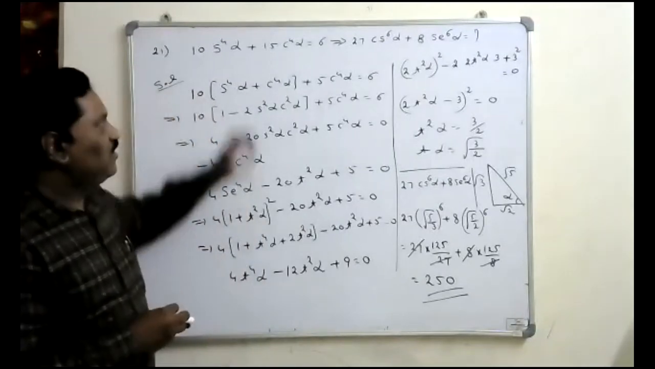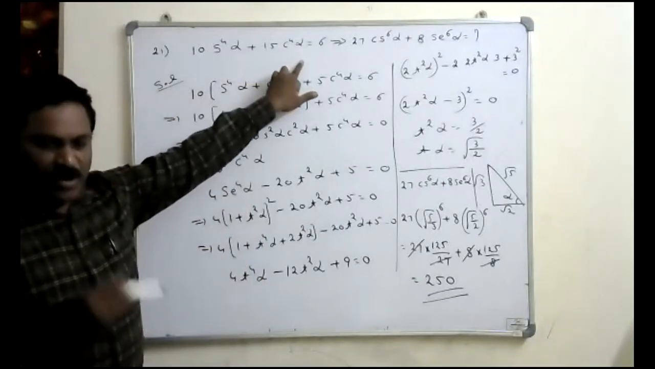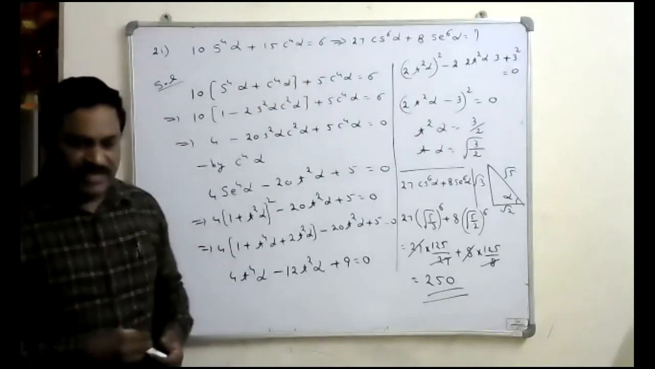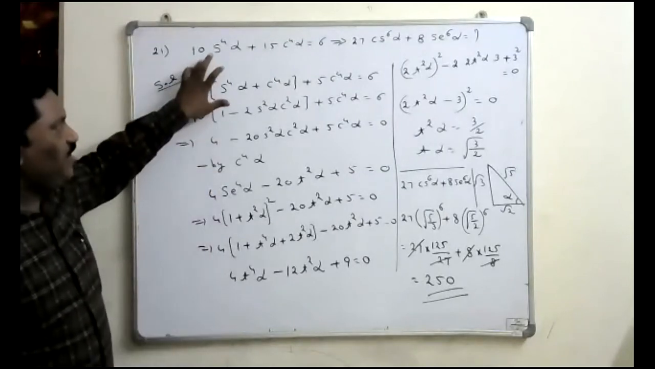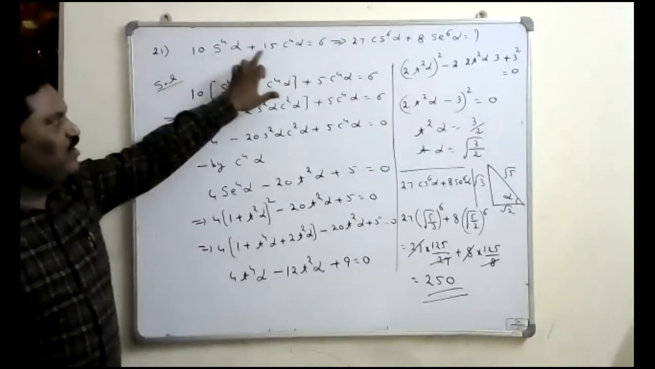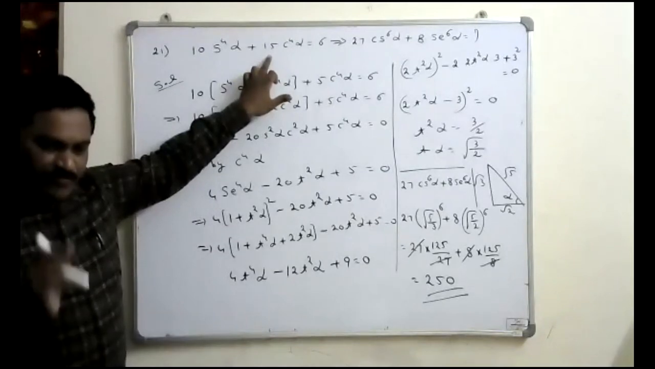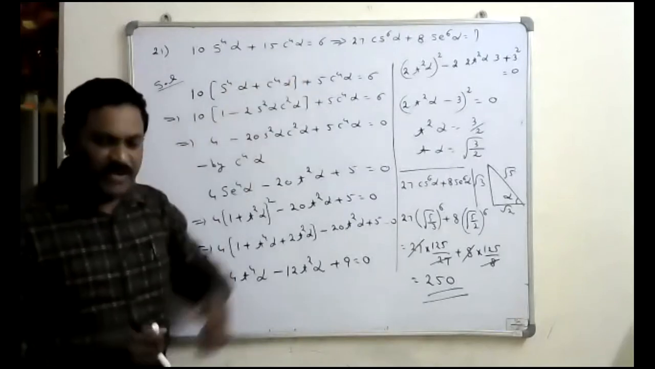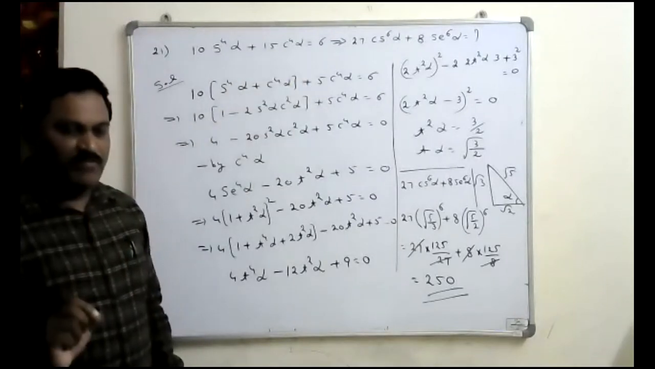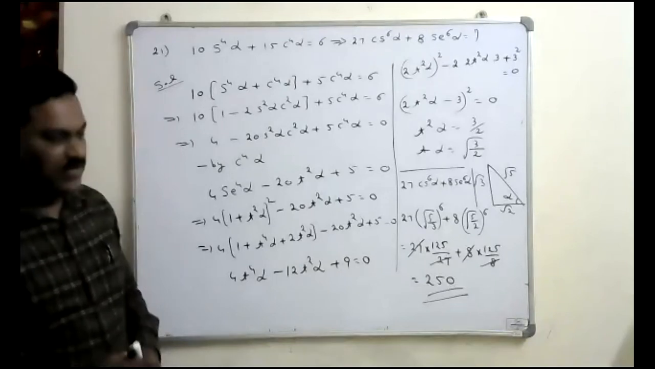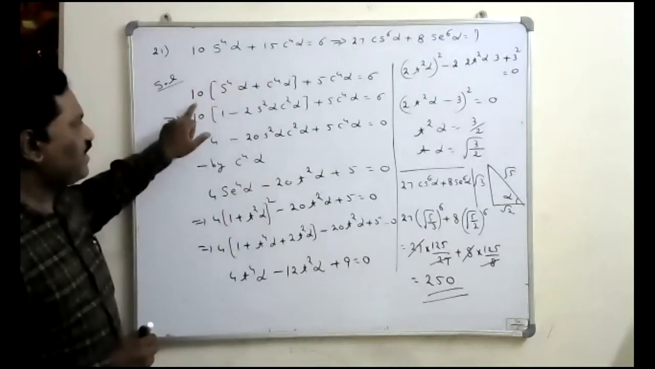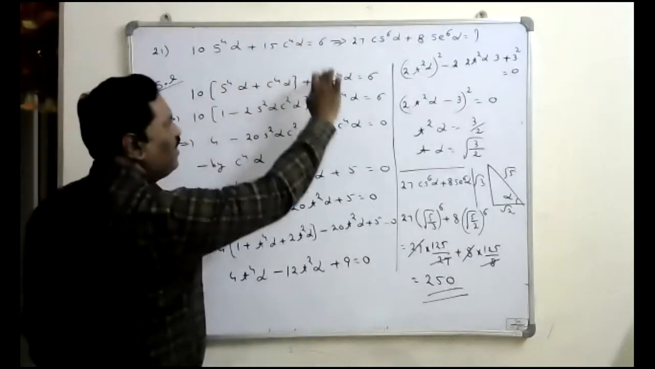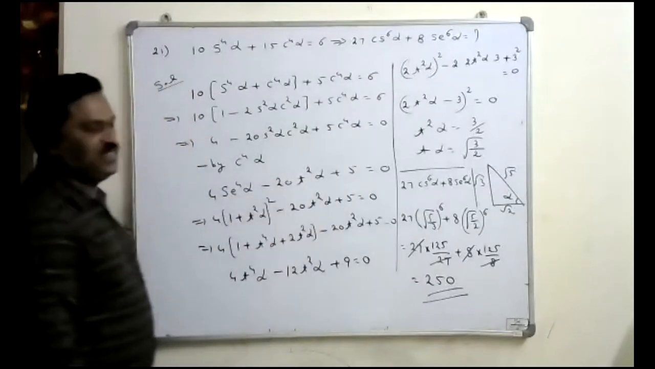Now the question is, from this equation, how do you find any one trigonometric ratio? For that we have to think in different ways, for which I got this idea. 10 sine power 4 alpha, there is a 15. 15 means we can write 10 plus 5. So this 15 cos power 4 alpha I can write as 10 cos power 4 alpha plus 5 cos power 4 alpha. Here 10 is there, here also 10 is there, I can take the 10 common. The remaining is sine power 4 alpha plus cos power 4 alpha. Remaining 5 cos power 4 alpha is equal to 6 will be there.